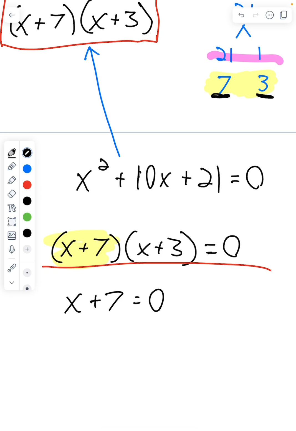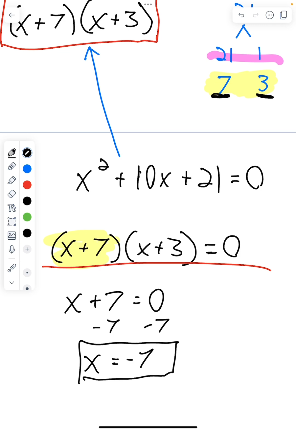So x plus 7 equals 0. How do we solve this? We subtract 7 from both sides, and x equals negative 7. So let's take a look here at our formula. If we plug in negative 7 here, negative 7 plus 7 is going to be 0.